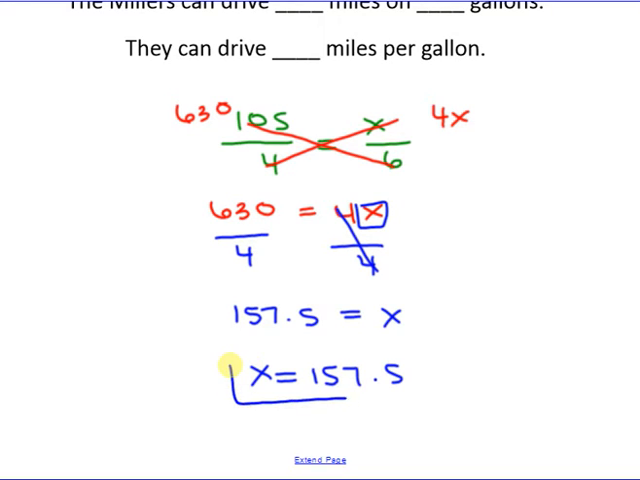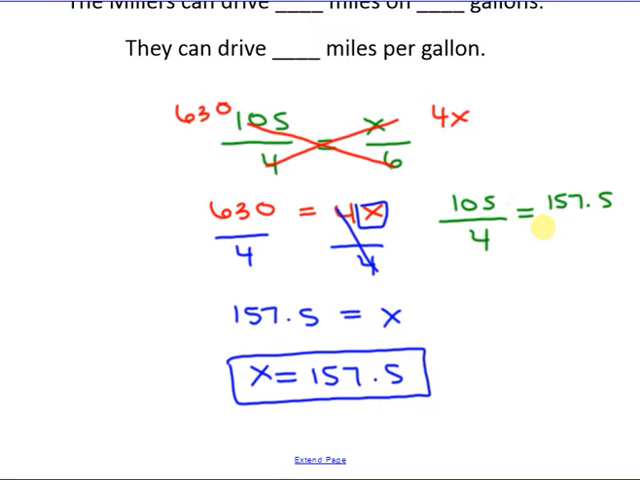Now, even though this is a decimal, because it's not a crazy decimal that I had to round, I can still check my answer. 105 over 4 equals 157.5 over 6. So I'm still going to check my answer.